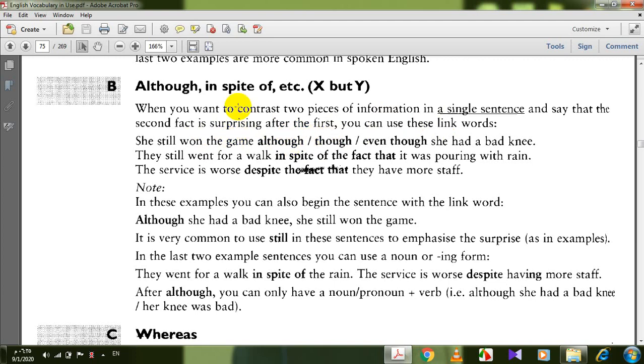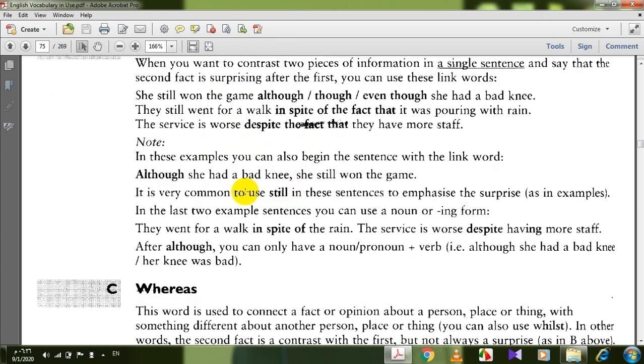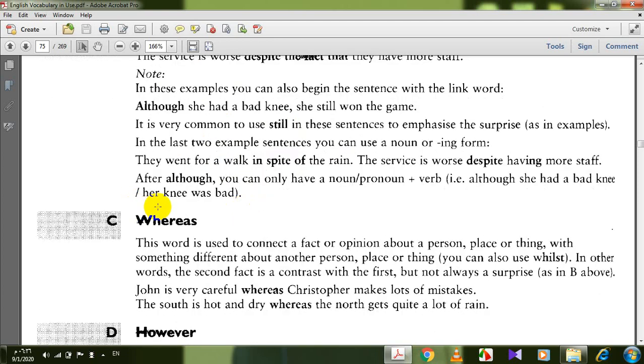Very nice. So the idea here with although and in spite of is that the second part of the sentence is a little bit surprising. However, in whereas, the second part of the sentence is, you can say, a contrast.